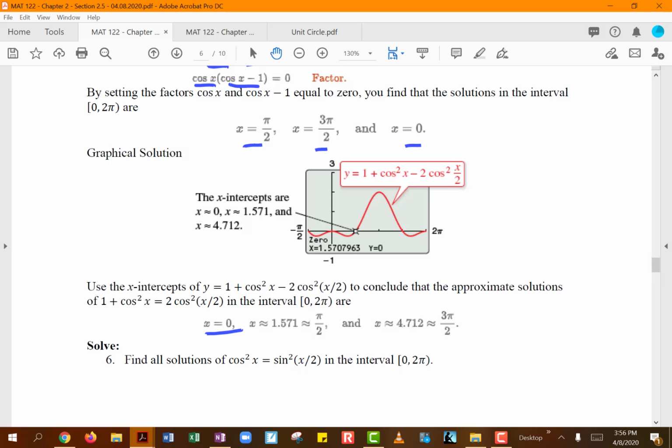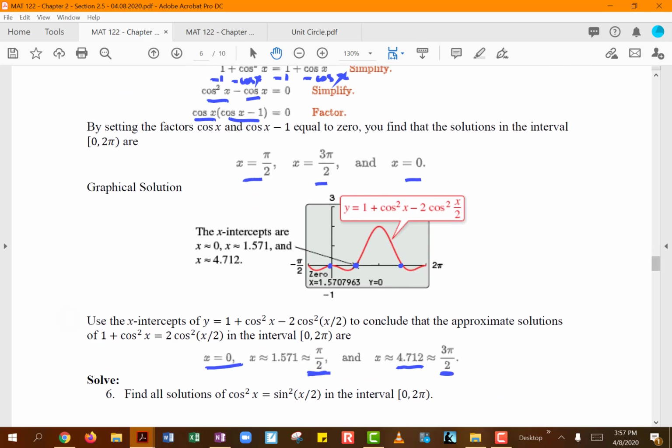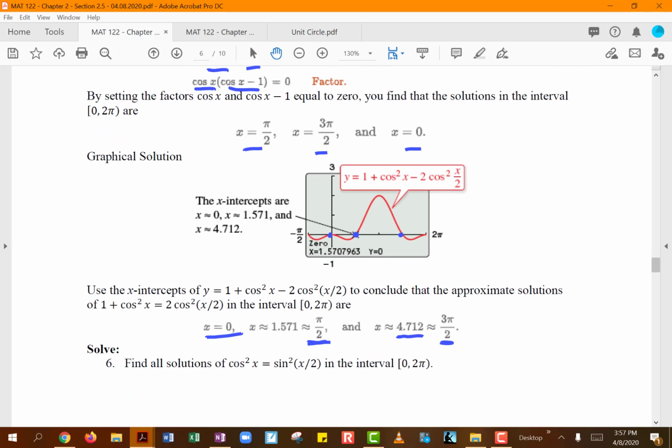So we have x equals 0, which will be this point right over here. x equals 1.571, which is approximately pi halves. So that's going to be this point right here. And then x is approximately equal to 4.712, which is approximately equal to 3 pi halves. And that's going to be this point right over here. So they're just showing how you can verify where your function is going to be crossing the x-axis, or where your x-intercepts are in this interval from 0 to 2 pi. Again, guys, we are not doing the graphical solution, so don't worry about that.